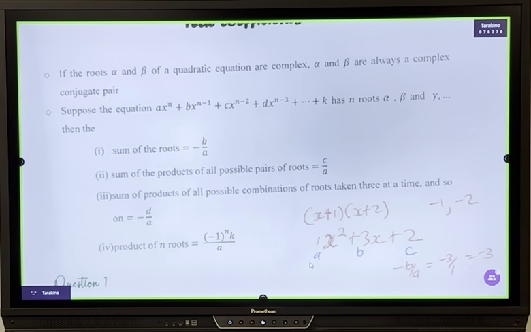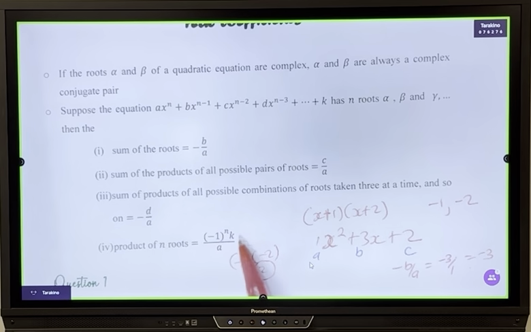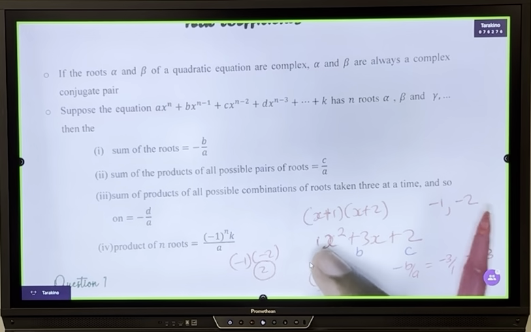Then the product of my two roots, negative 1 times negative 2, gives positive 2. When I apply this formula, it's negative 1 to the degree, which is 2, times my k, which is my constant, 2, over a, the coefficient of the quadratic term, which is 1. So again, I'm still getting 2. It's something that you need to understand about polynomials.